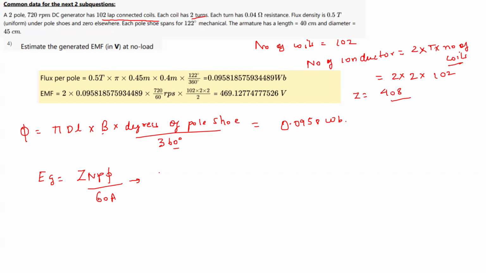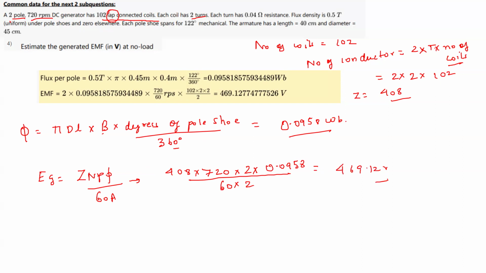So this is the generated EMF. Here we have 408 conductors. Now speed is 720 RPM. Then what about number of poles? This is 2. Pi we have calculated. 60. And because this is a lap connected coil, the number of parallel paths is equal to the number of poles. So if you simplify this, you will get 469.12 volts.